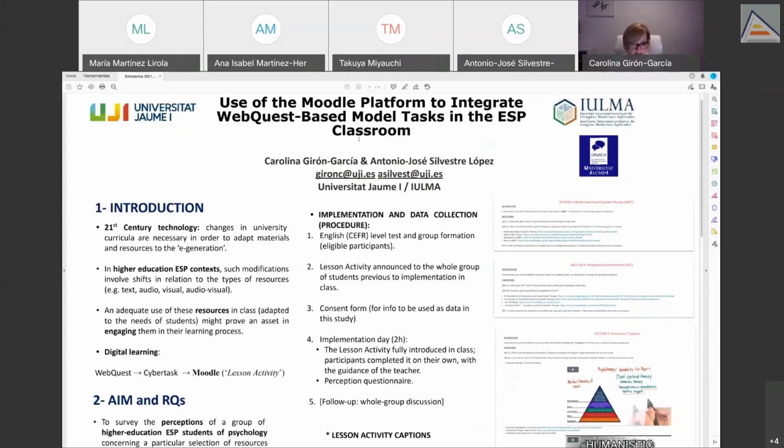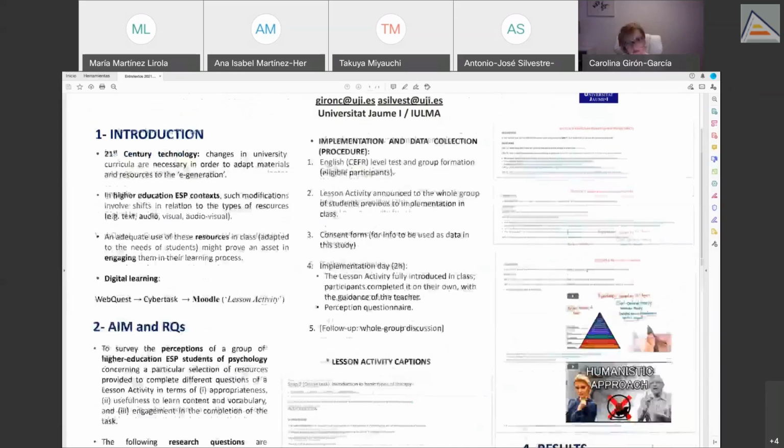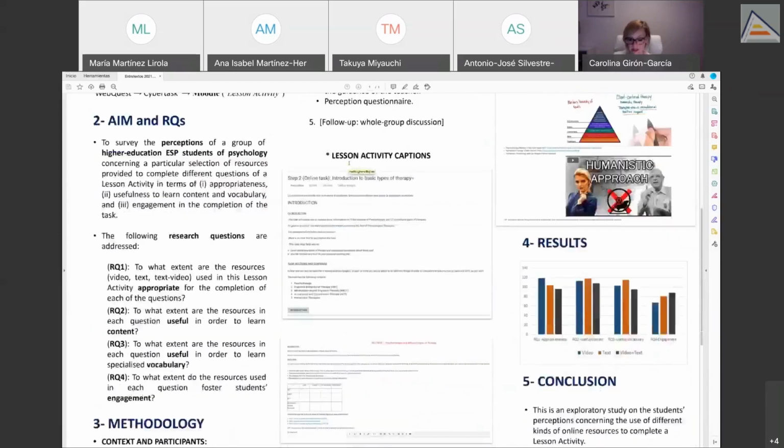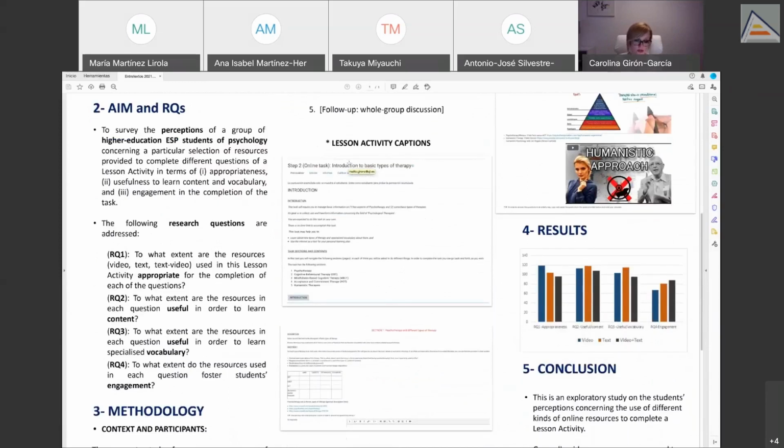In that respect, our aim is to evaluate the overall perception of the task and the resources integrated in that lesson in terms of appropriateness, usefulness to learn content and vocabulary, and engagement in the completion of the task. So for that matter, the following research questions were addressed.